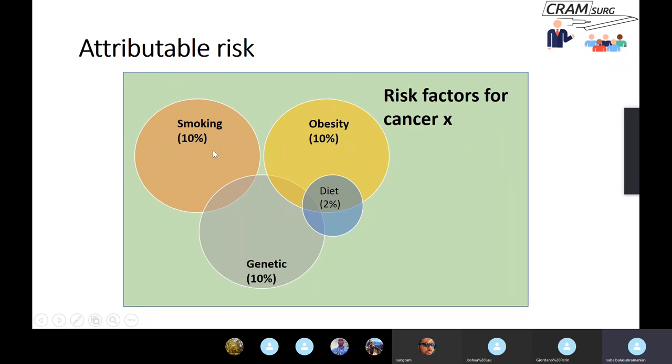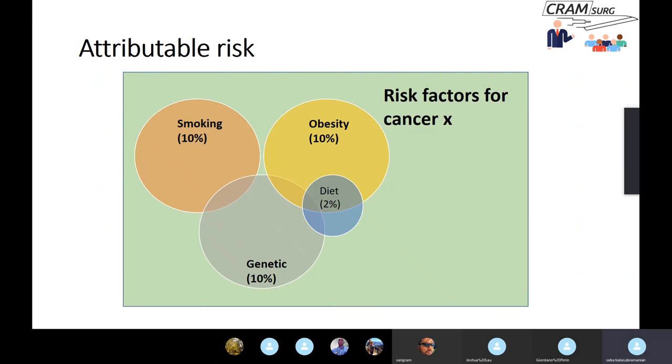Okay, so if you then want to figure out how much each of these risk factors predispose to cancer X, you work out what we call the attributable risk. So you could say that the attributable risk for cancer X from smoking is about 10%. Genetic factors maybe play a role in another 10%, and so on and so forth. And this kind of information is useful for people who then say, okay, what can we do to reduce the risk of cancer X? Which are the modifiable factors? And which modifiable factors would you then try and target? In this particular example, it would pay you a lot more to target smoking as opposed to, for example, targeting diet. And this obviously would be different for different cancers.